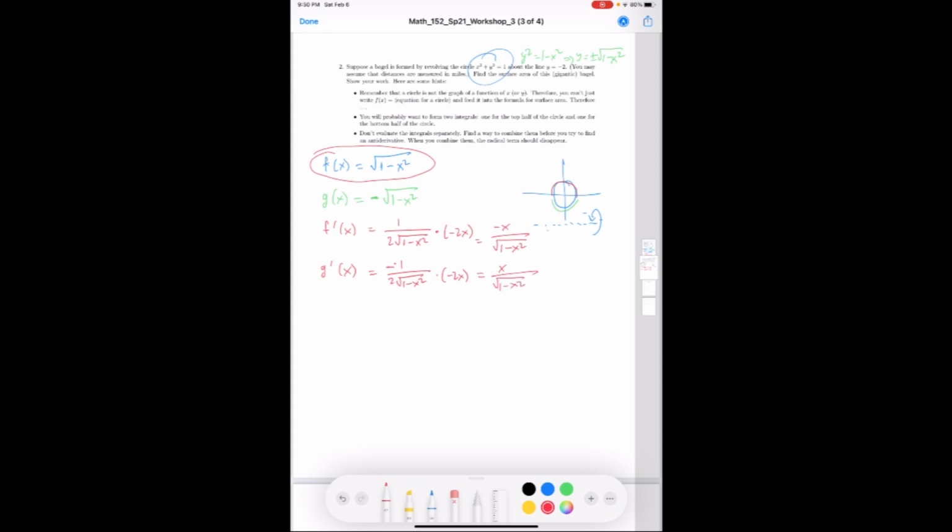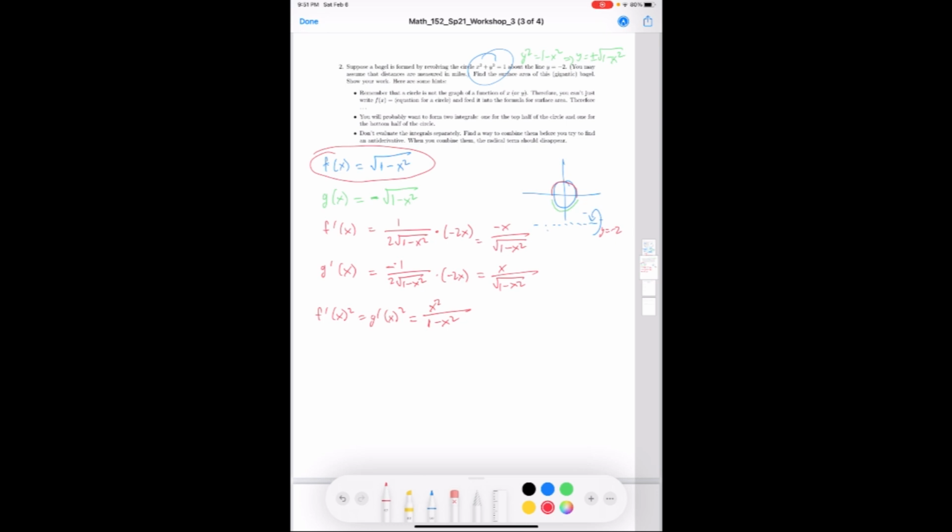What we can see is that since this negative sign is going to go away when we square them, the square of f prime and the square of g prime are actually going to be the same thing. So f prime of x squared, which equals g prime of x squared, is just x squared over 1 minus x squared. Now we have to do the surface area from rotating the top about the line y equals negative 2, and we're also going to have to do the bottom. We'll do those separately.